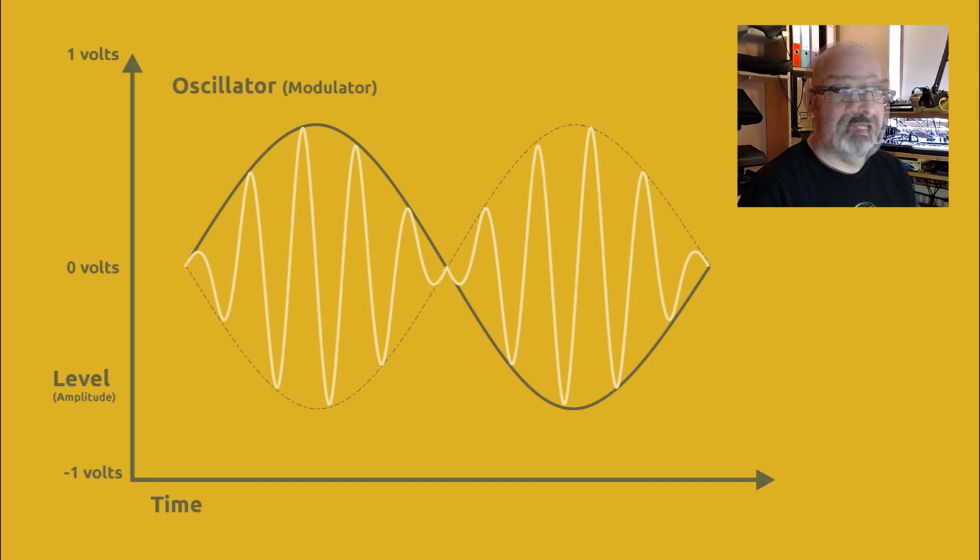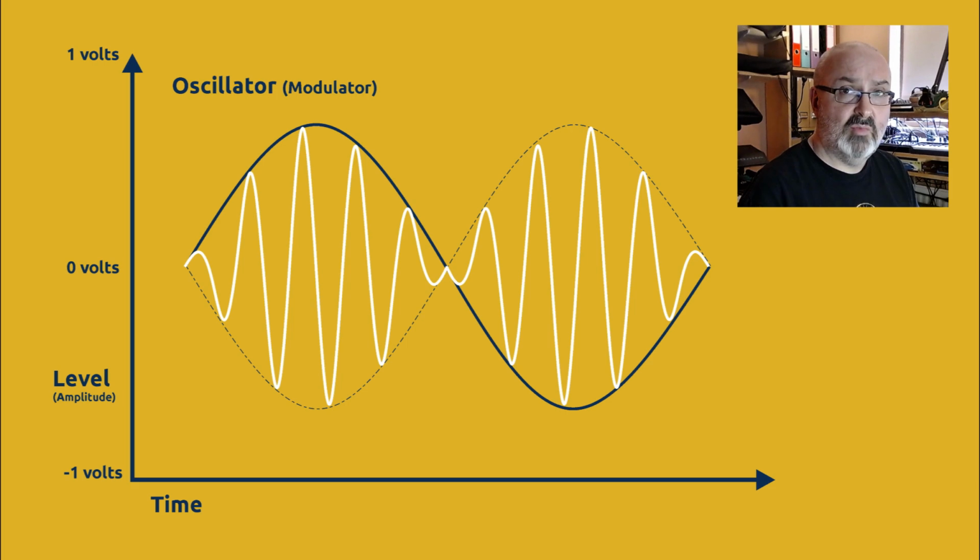So let's look at what happens to the waveforms when we do ring modulation versus frequency modulation. I'm going to start off with ring modulation. So in this diagram here, the white waveform is the modulated output and the blue waveform is the modulator. Now essentially ring modulation is a type of amplitude modulation, but with a difference. So let's just go through that now.